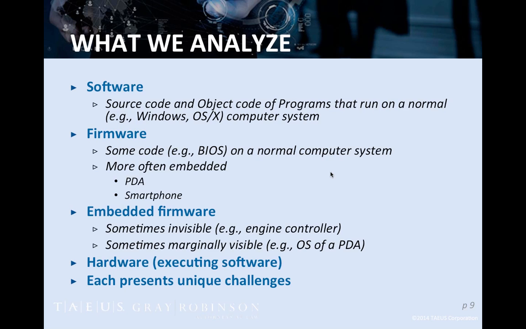We'll look at source code, object code of programs that run on a normal computer. We'll look at firmware, such as code that is in a flash memory or a ROM, but more often the code is embedded in a microcontroller or microprocessor. Sometimes it's totally invisible or marginally visible, such as in the case of an operating system in a smartphone.